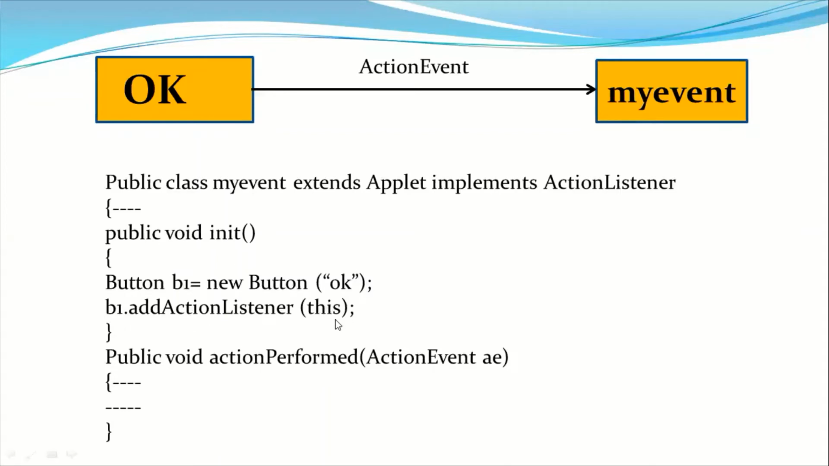And this always refers to the current class. And which one is the current class here? This MyEvent is the current class. Means the this keyword refers to this class. Means it is a reference to this class.